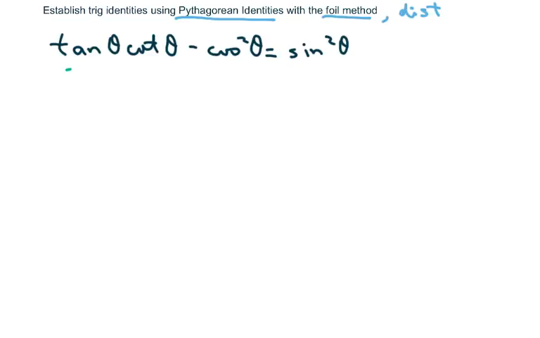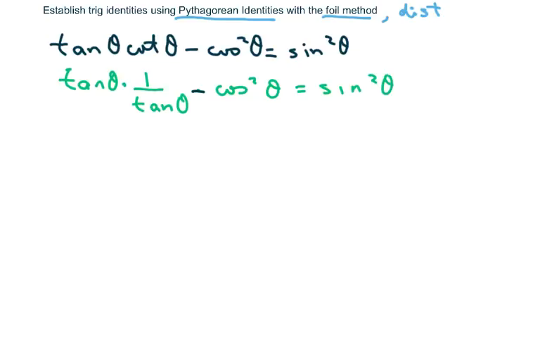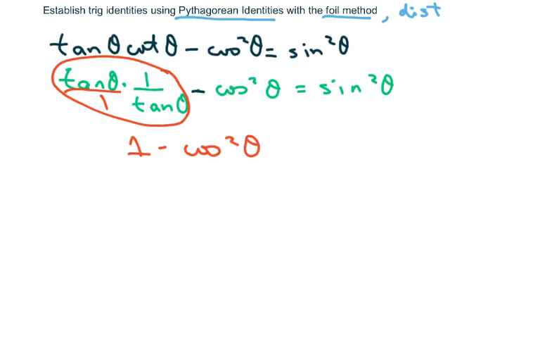as tan of theta times 1 over tan of theta. And this is a times, times cosine squared, no, it's actually a minus cosine squared of theta. That should equal sine squared of theta. So, this equals 1. You put that in fraction form, multiply, and get 1 minus cosine squared of theta equals sine squared of theta.